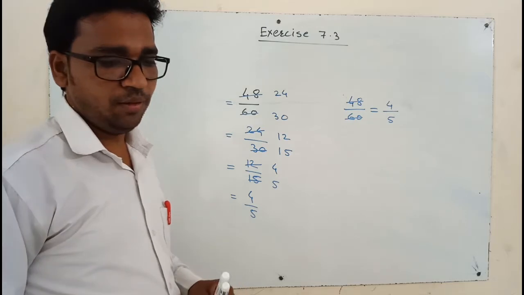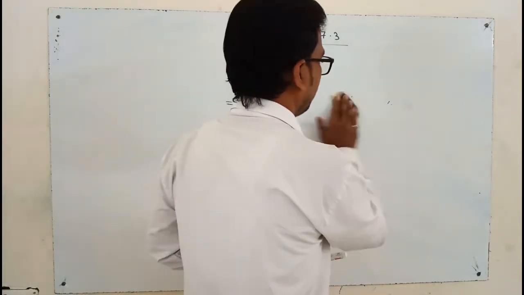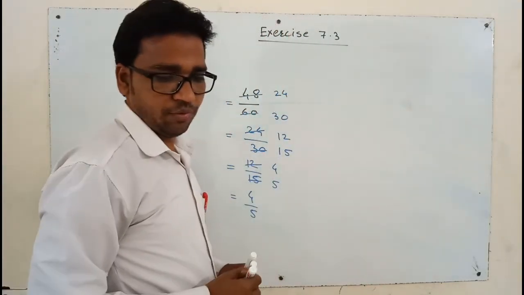Now one more example I will explain to you: 150 upon 60.